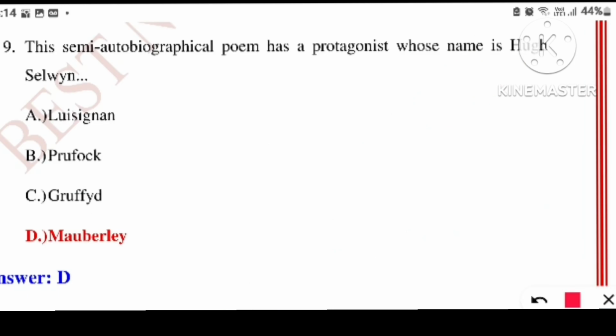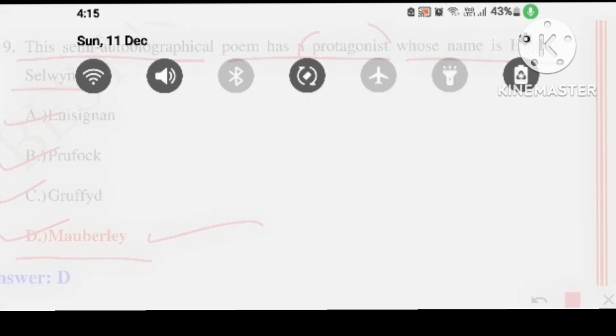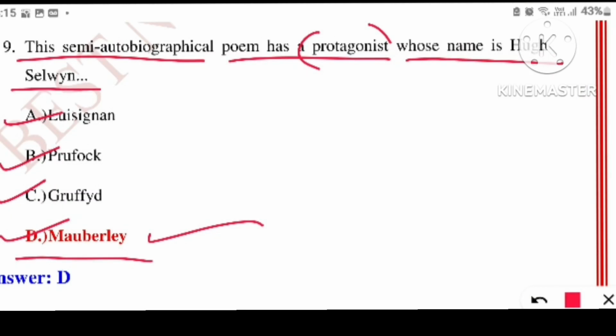Question number 9. This semi-autobiographical poem has a protagonist whose name is Hugh Selwyn. What is it? Option A, Lusignan. Option B, Prufrock. Option C, Gruffydd. Option D, Mauberley. So the right answer is option D, Mauberley. This is Mauberley, who is the protagonist in the semi-autobiographical work, that is Hugh Selwyn.